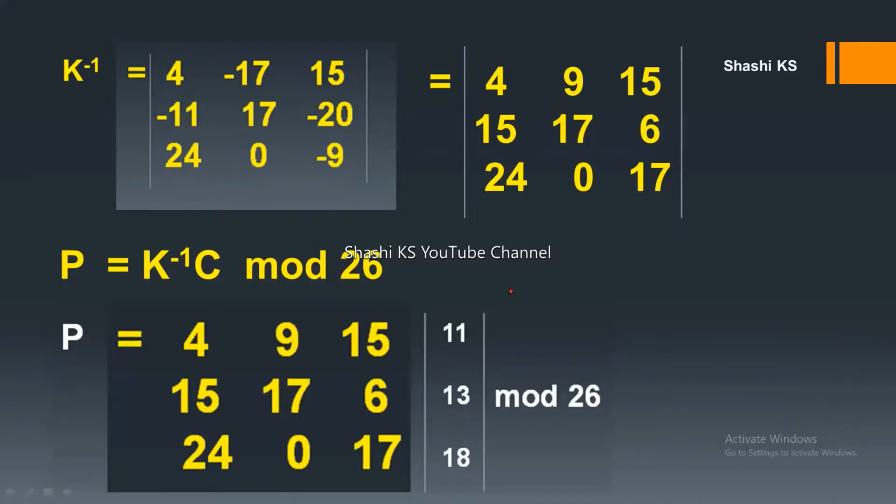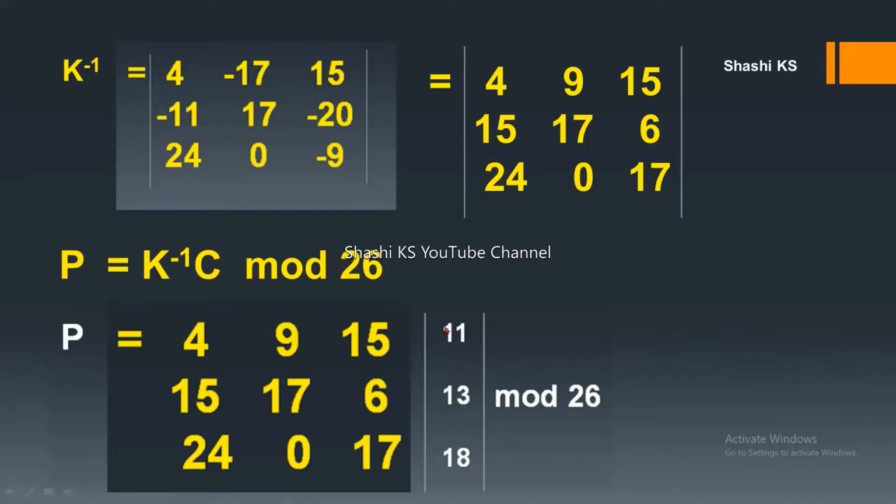So in that way, L is mapped to 11, N is mapped to 13 and S is mapped to 18. Okay, so we have got the value of key inverse, multiply it with the value of the cipher text. Do a normal matrix multiplication: 4 is multiplied with 11 plus 9 is multiplied with 13 plus 15 is multiplied with 18. Add up all of the product values together.